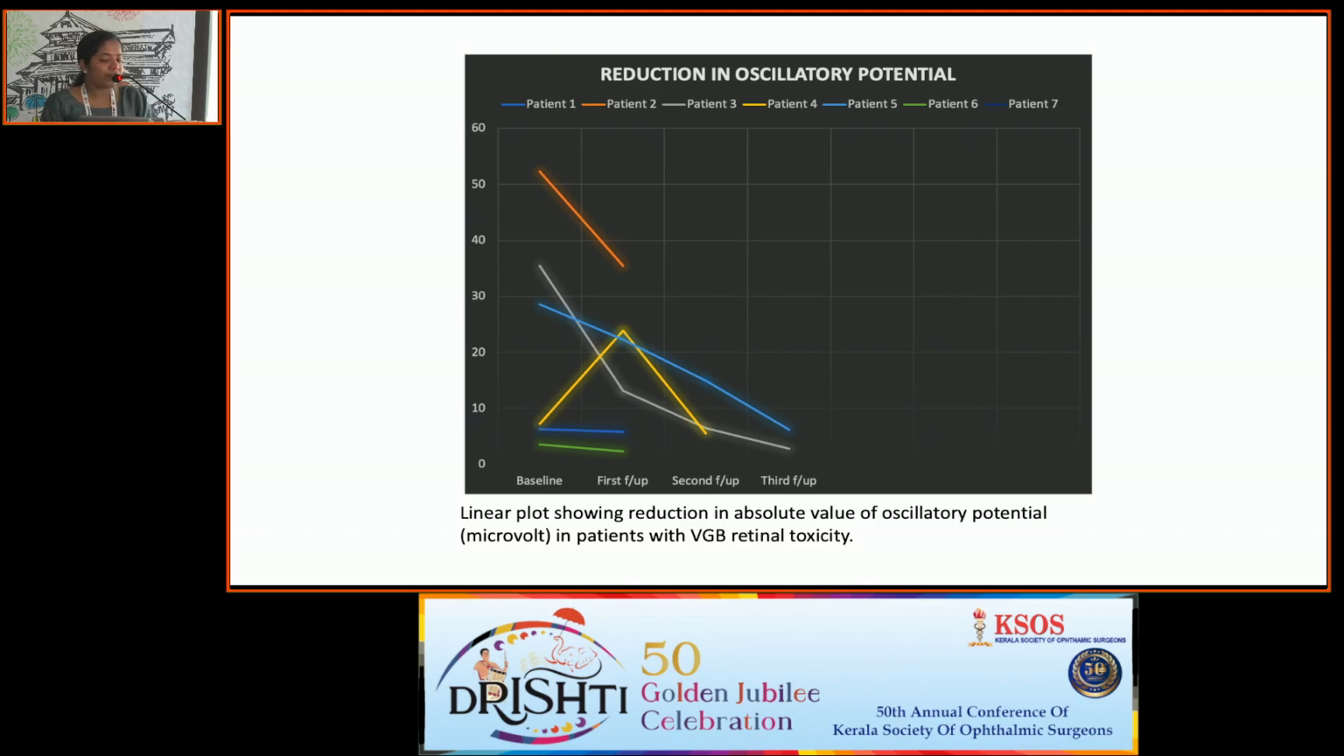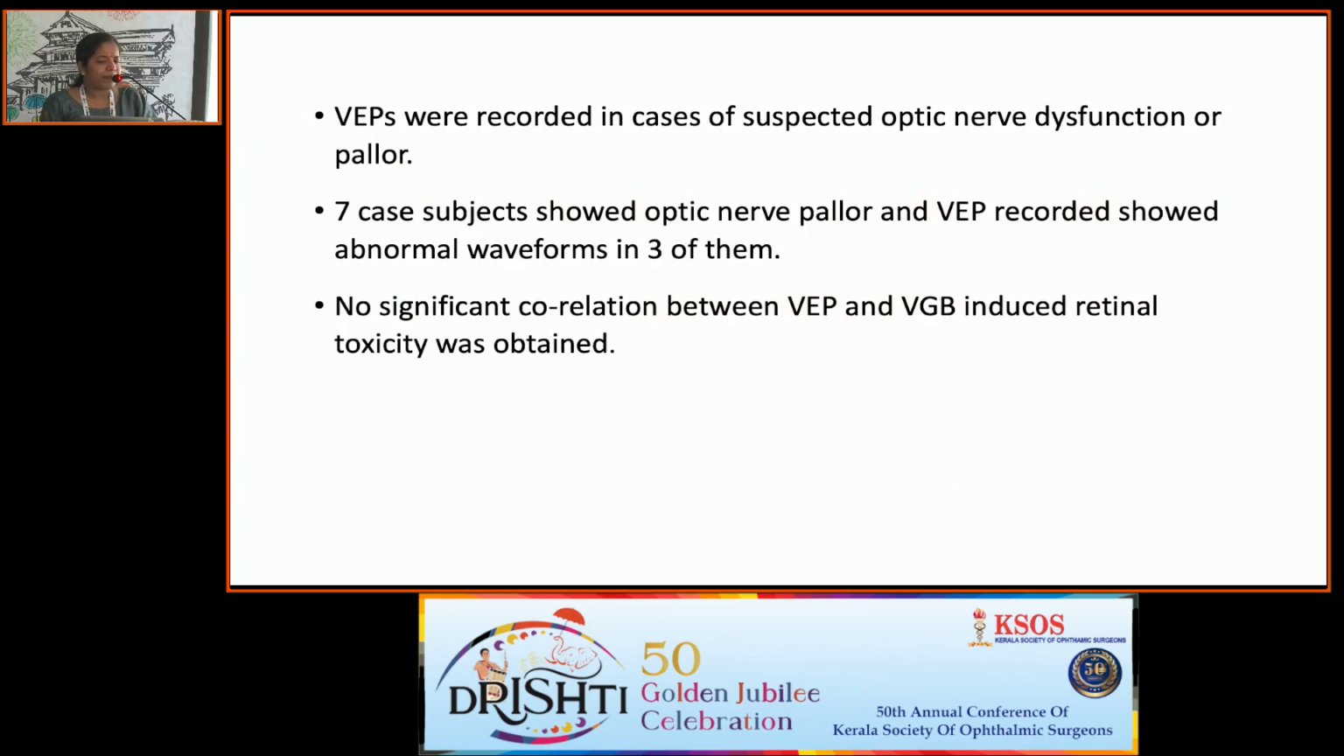This is a linear plot which shows reduction in the absolute value of the oscillatory potentials in the patients who developed toxicity. VEPs were recorded only in cases of suspected optic nerve dysfunction or optic nerve pallor, and we had 7 subjects who had optic nerve pallor clinically, but abnormal waveforms were present only in 3 of them. But there was no significant correlation between VEP and retinal toxicity.